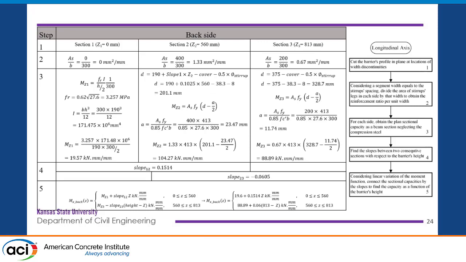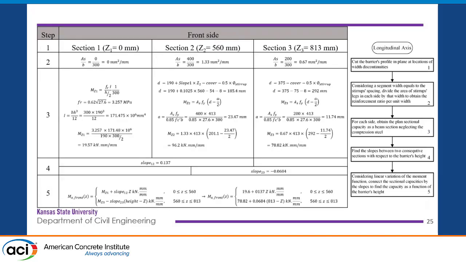For the moment about the longitudinal axis, we will have three sections of discontinuity: one at the very top of the barrier, then at the point of discontinuity, and then at the bottom of the barrier. For a 1 feet length segment, we can obtain these quantities of the moment and connect them with a linear variation function to obtain the moment function as a function of the depth Z.